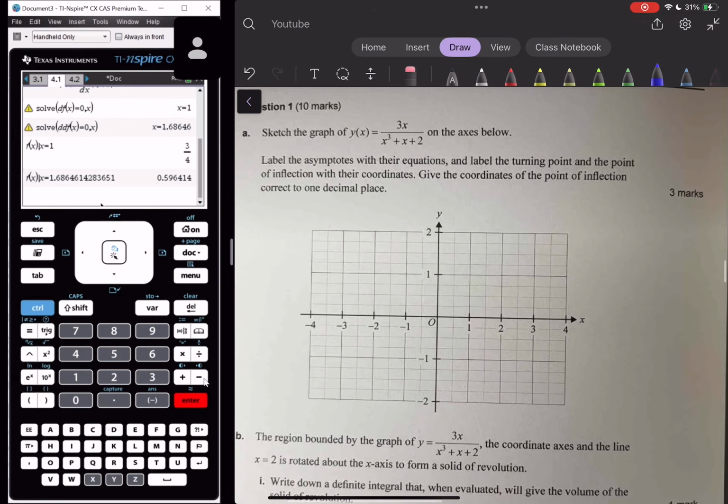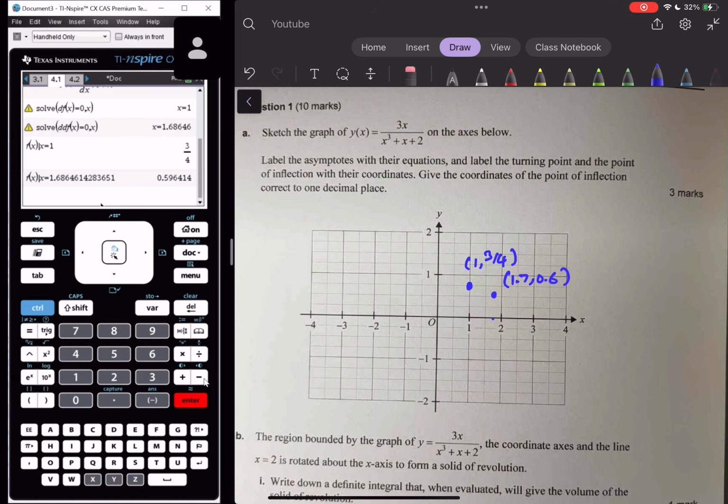Alright, so we get (1, 3/4), a point somewhere over here, that's the turning point. Let's label this, so this is (1, 3/4). Then the inflection point is going to be at 1.7, somewhere over here, and 0.6 roughly, so it's going to be roughly here. That's the inflection point at (1.7, 0.6).